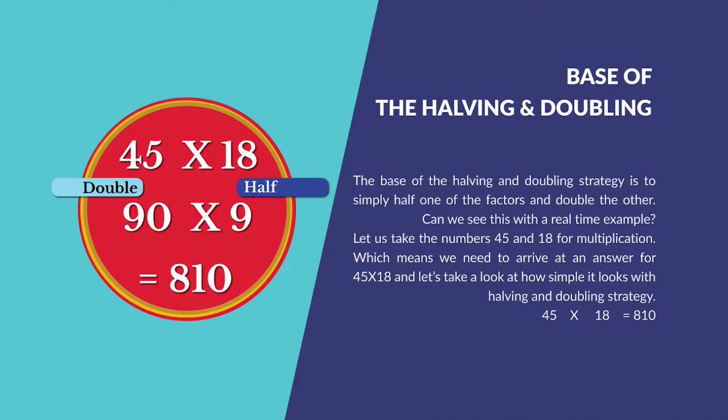Doubling of 45 is 90 and halving of 18 is 9. So 90 multiplied by 9 is 810. So we have here two methods. One is called the direct method, in which 45 multiplied by 18 directly we will get 810, and the second is by using the doubling and halving technique to get 810.